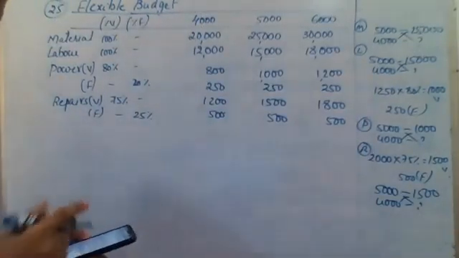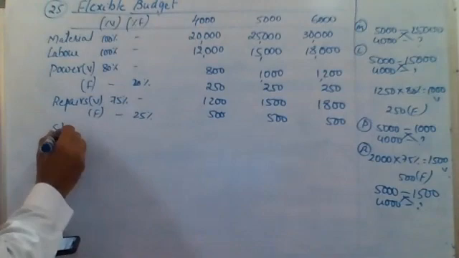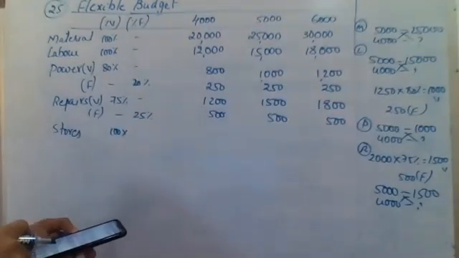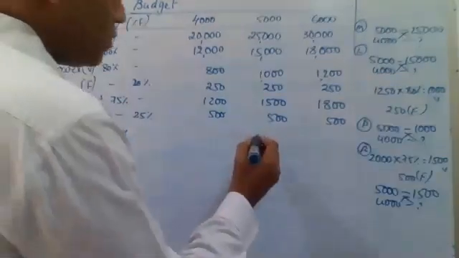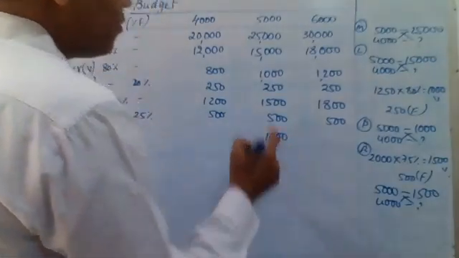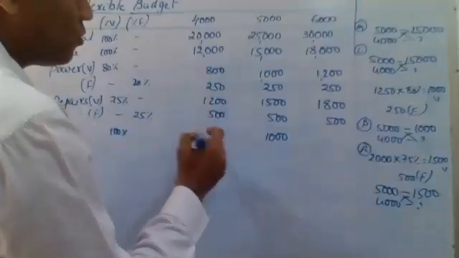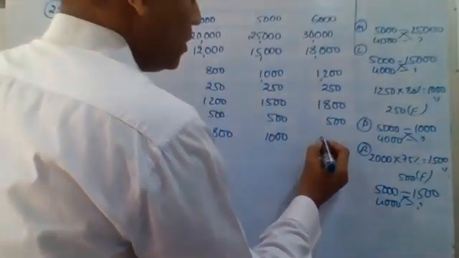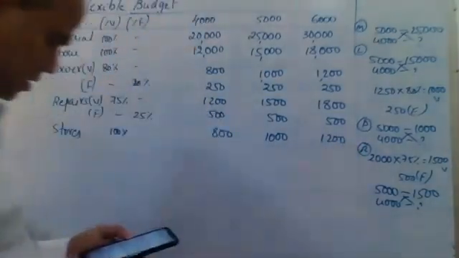Then we have stores. Stores is 100% variable, so all 100% is varying. Stores amount is given as 1000. So for 5000, if it is 1000, for 4000, it should be 800. And here it will be 1200.